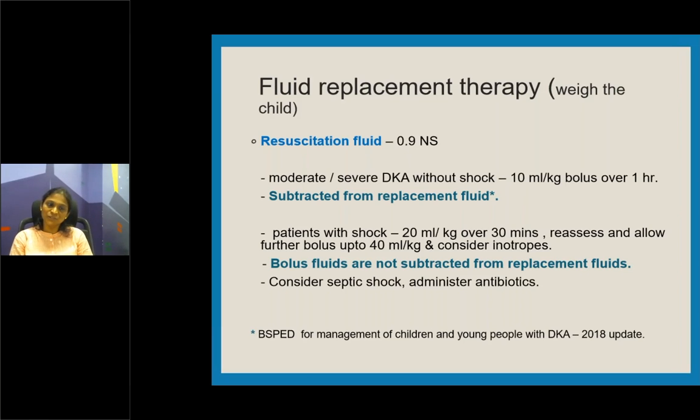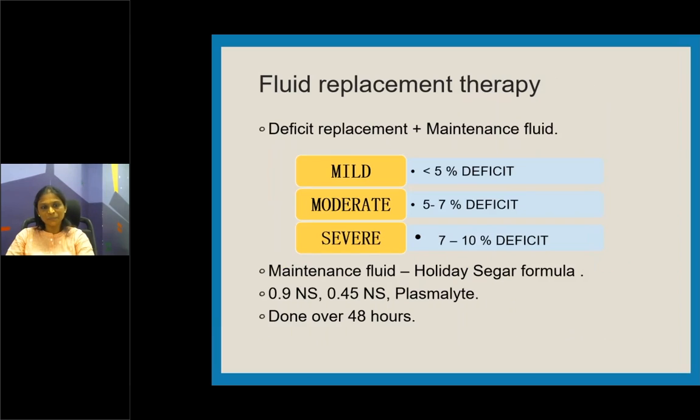This fluid we can actually give up to 40 ml per kg and consider inotropes later, beyond 40 ml per kg. These bolus fluids, which have been used for treating shock or hypotension, should not be subtracted from replacement fluids. In such a condition, always consider septic shock and administer antibiotics.